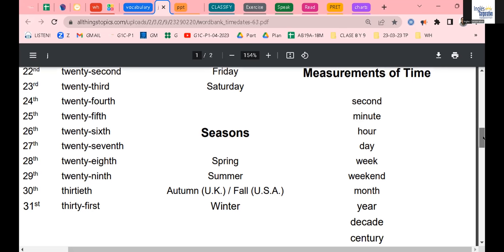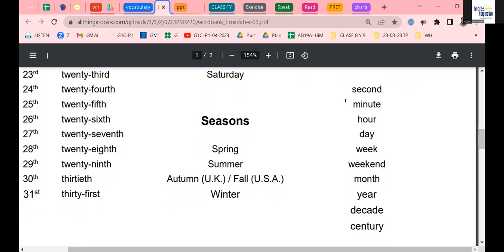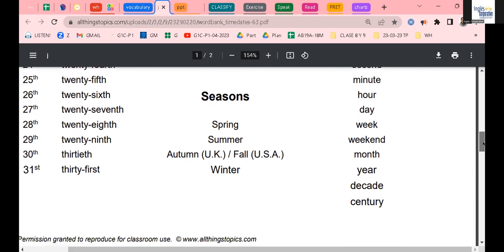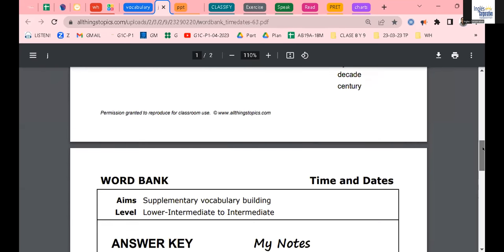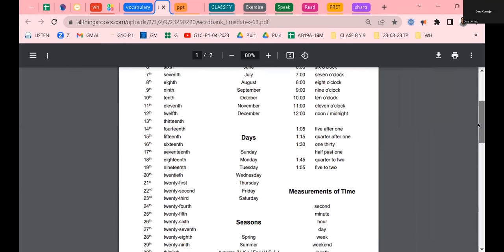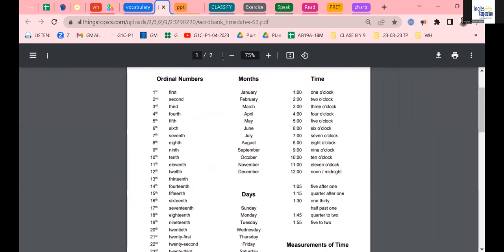Okay, y también hemos estado viendo algunas palabras de las medidas de tiempo, por ejemplo: second, minute, hour, day, week, weekend, month, year, decade, and century. Okay, so now I'm gonna resize this so you can take a picture. Ok, ahí le, vamos a ver, le voy a tomar una picture ahí, se lo voy a compartir.